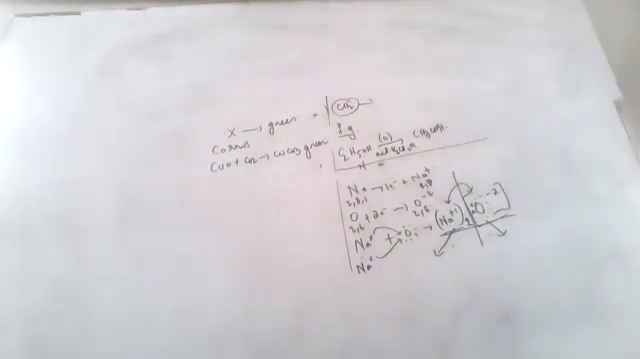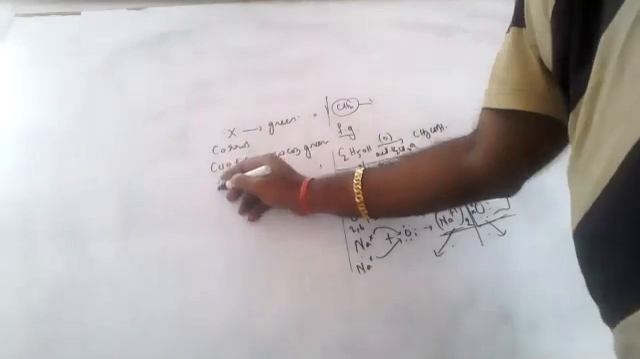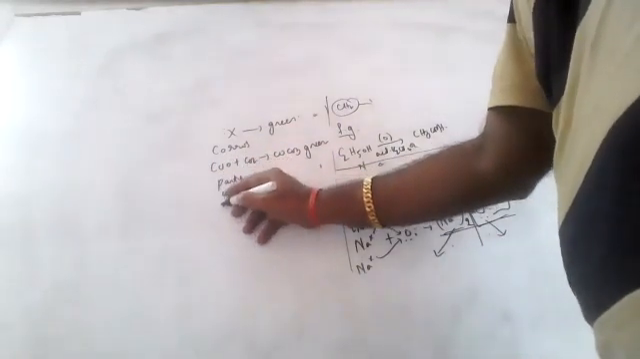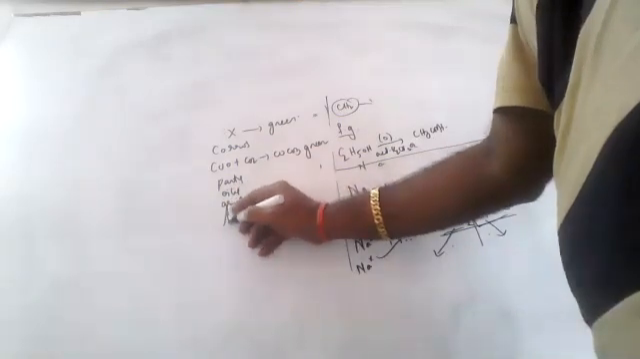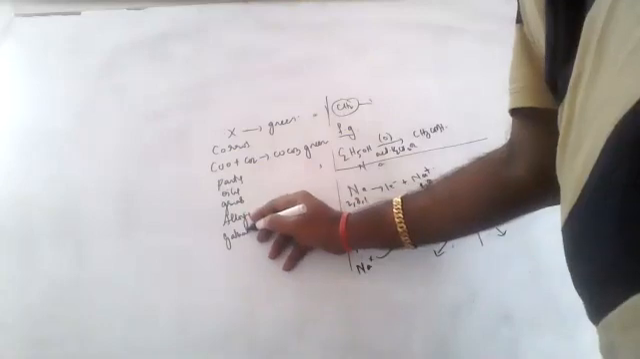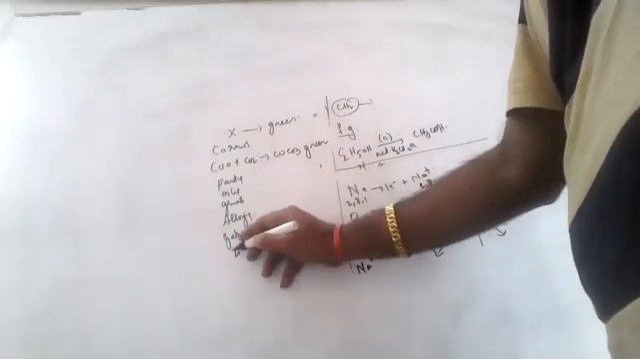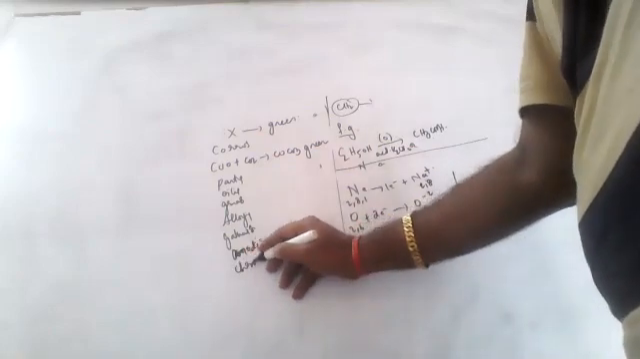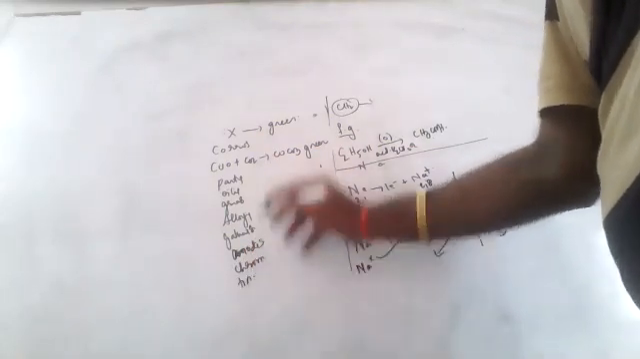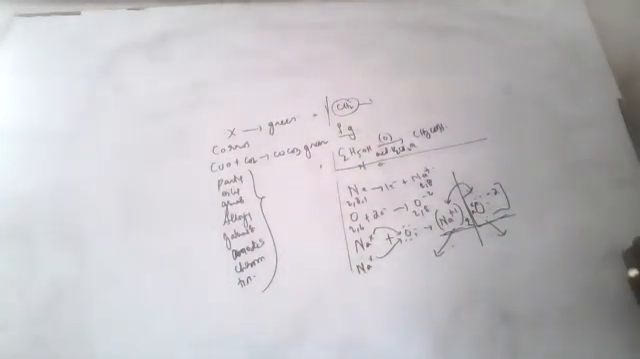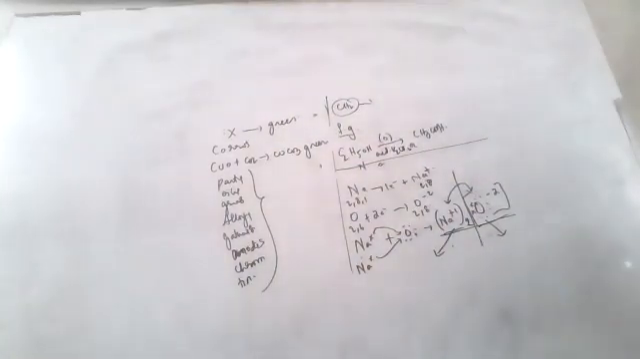How can you prevent corrosion, children? Painting, oiling, greasing, alloying, galvanizing, anodizing, chrome plating, tin plating. Okay, all are the different methods by which we can prevent corrosion.